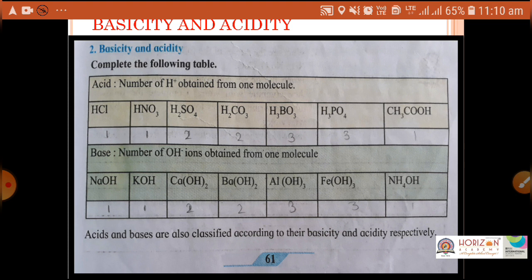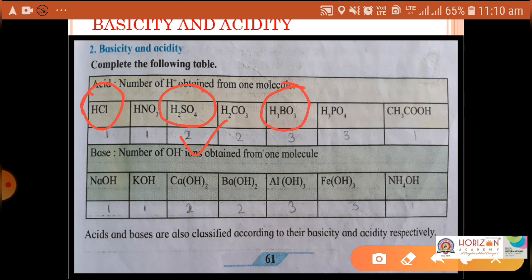The number of hydrogen ions obtainable by dissociation of one molecule of an acid is called its basicity. So here you can see in HCl only one hydrogen can be obtained, that's why its basicity is 1. In H2SO4, two H plus ions can be obtained, that's why the basicity of sulfuric acid is 2. Here you can see boric acid, H3BO3. Here three hydrogens can be obtained, so its basicity is 3.